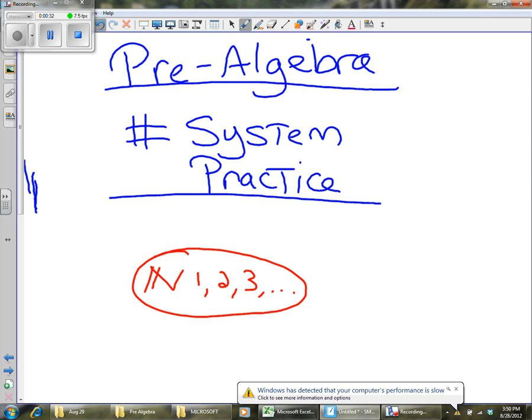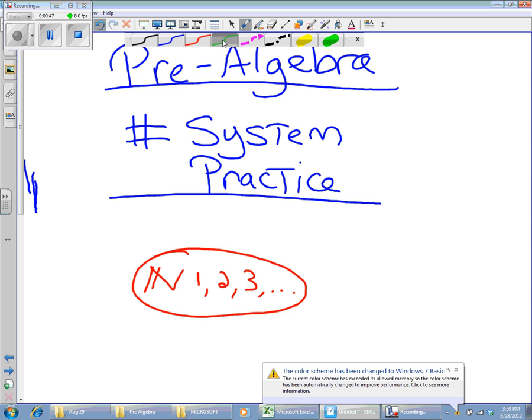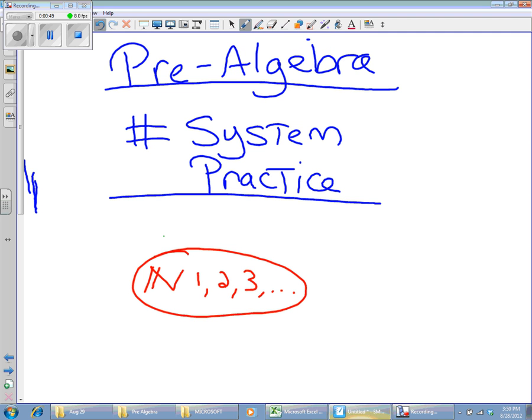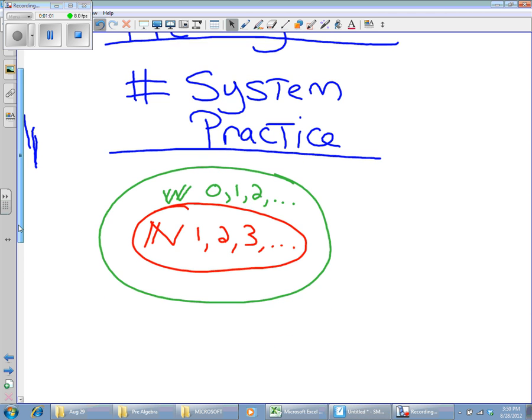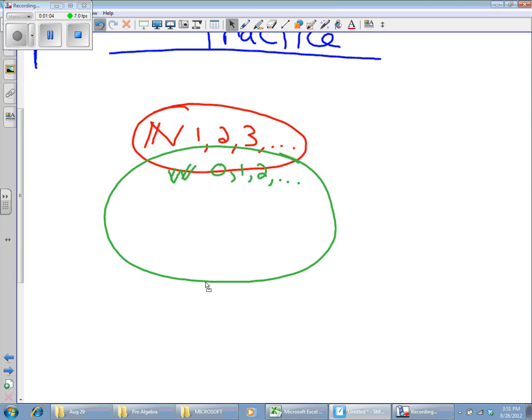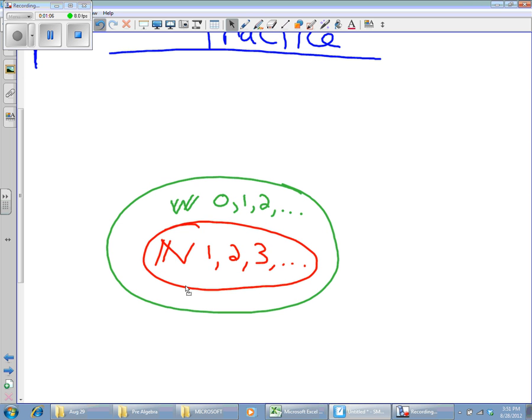All right, and then we learned about the whole numbers. And the whole numbers were very similar to the natural numbers. No fractions, no decimals, except they started with 0 instead of starting with 1, right? So they're basically the same thing except they include 0. Let me slide these down inside of each other.